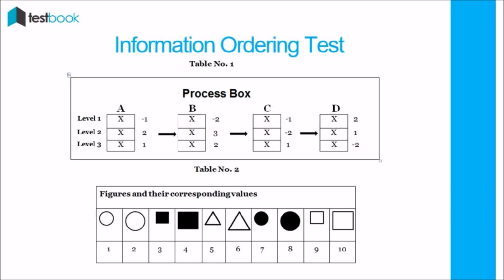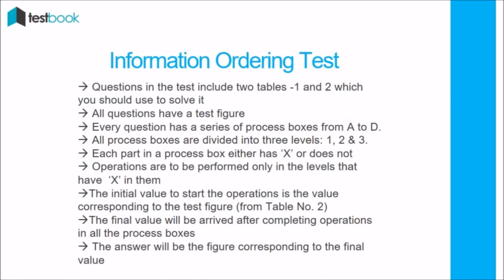The initial value to start the operations is the value corresponding to the test figure from table number 2. The final value will be arrived at after completing operations in all the process boxes containing X. The answer will be the figure corresponding to the final value. You can see the guidelines in front of you on the screens.